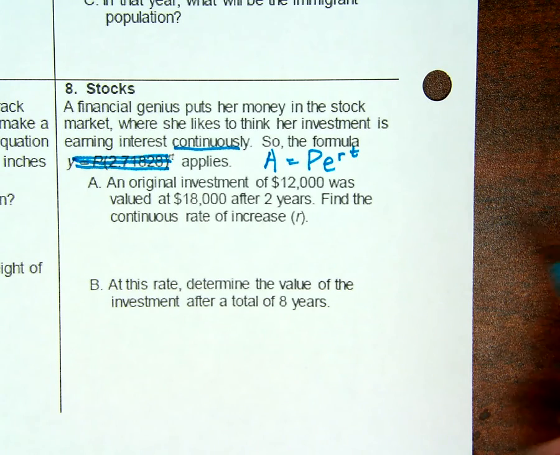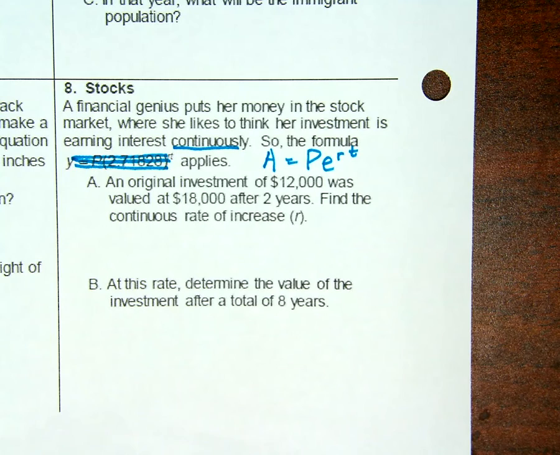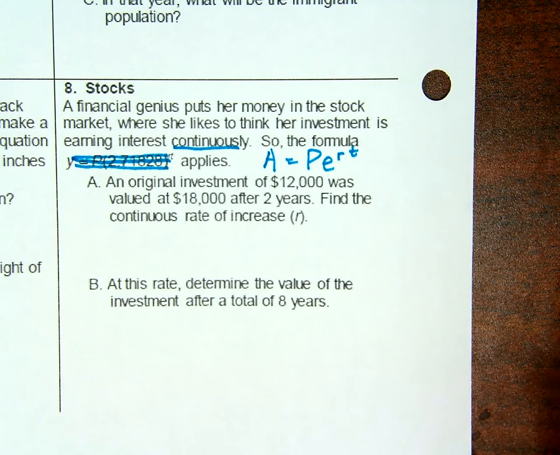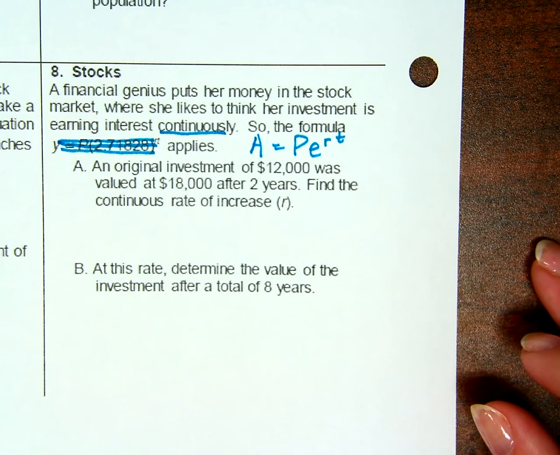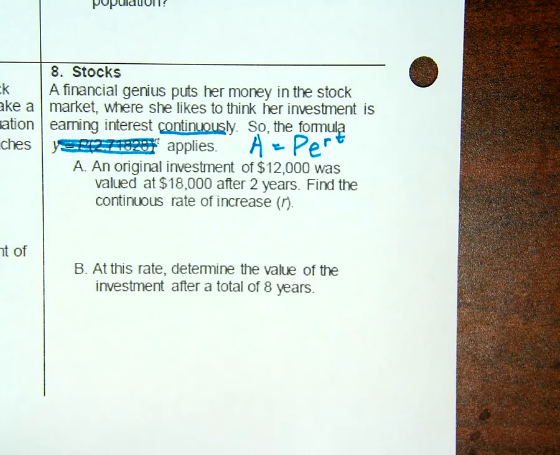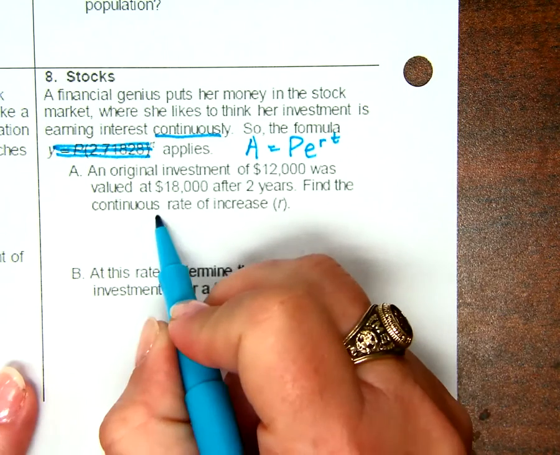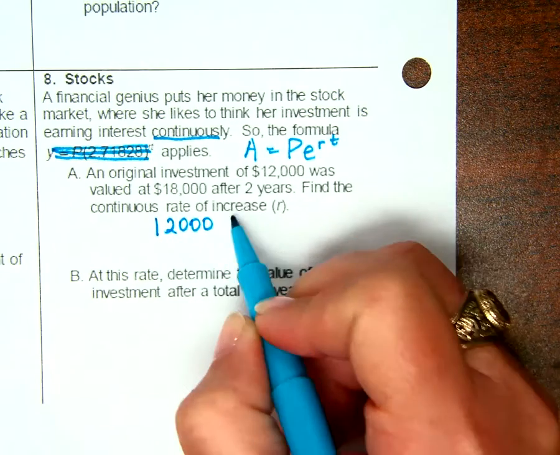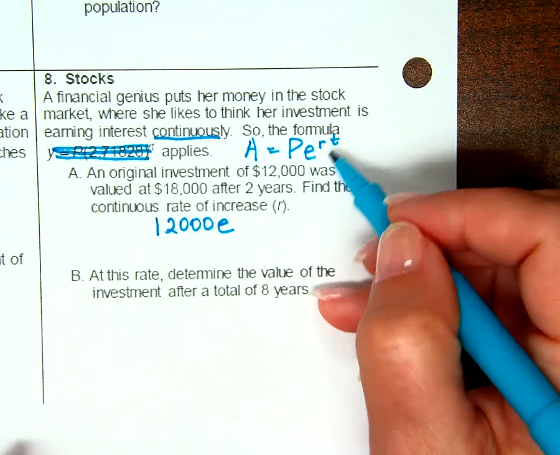So an original investment of $12,000 was valued at $18,000 after 2 years. Find the continuous rate of increase. So, what do we know? P is what we start with, right? So what goes there? 12,000. Are you sure? Good. So 12,000 is here. e to the what power? 2 is the time, so definitely 2 is in the power.